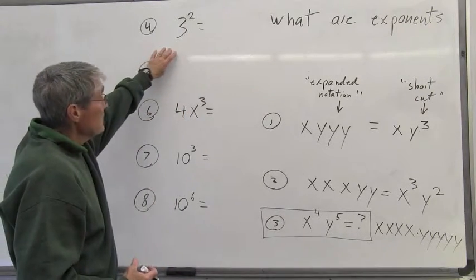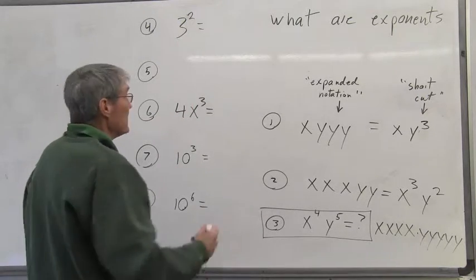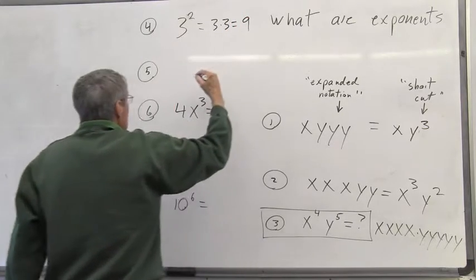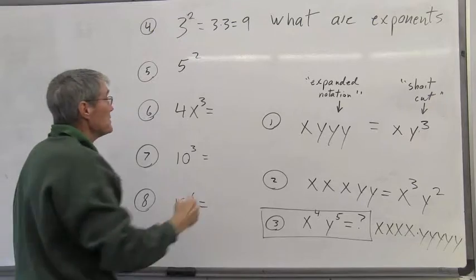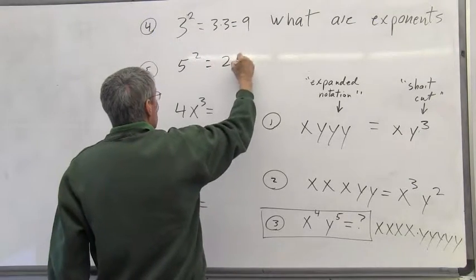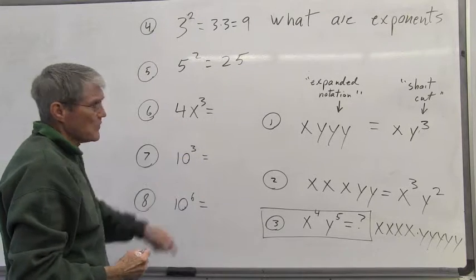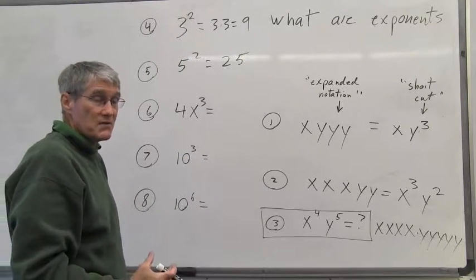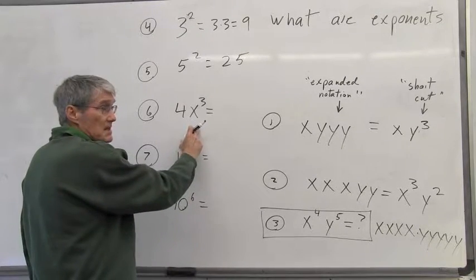So on this one, 3 squared, you're going to have what? 3 times 3. And that equals 9. Let's say I had 5 squared. 5 times 5. 25. Now I got a problem, 4x to the third. Most people starting this, most middle schoolers starting this skill are going to say, well, that's 4 times 4 times 4, x times x times x.